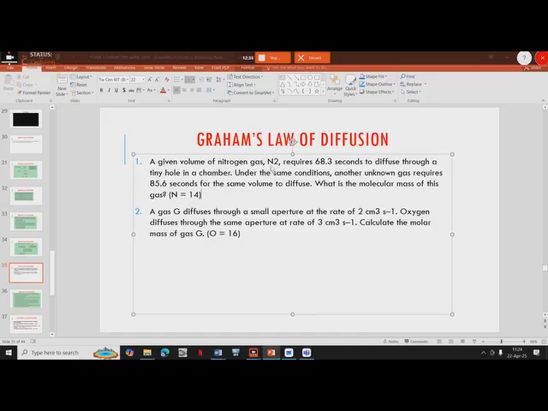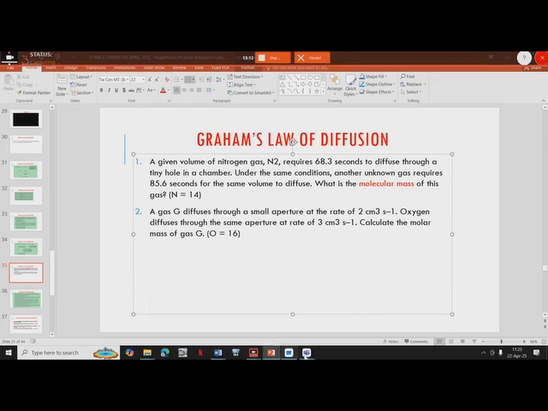And the examiner forgot to add some other information. N will be equal to 14. One nitrogen has atomic mass of 14, and this is a molecule, a gas made up of 2 atoms. So the molecular mass, the mass of the molecule, of nitrogen gas will be 14 plus 14 because it is N2. That will be 28.